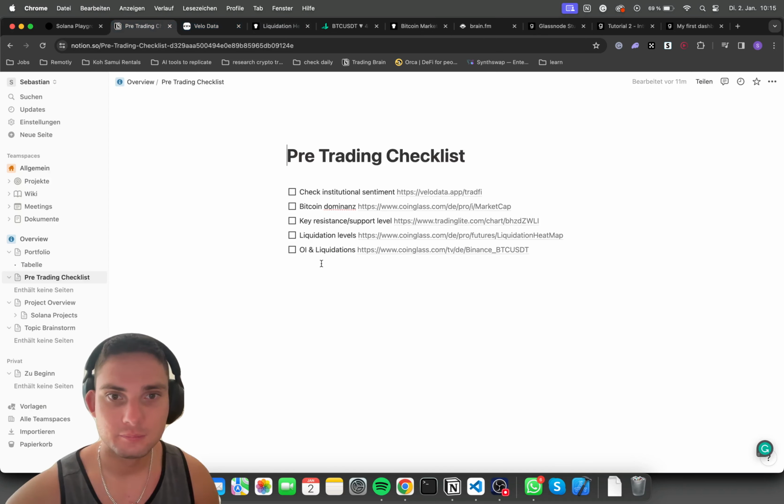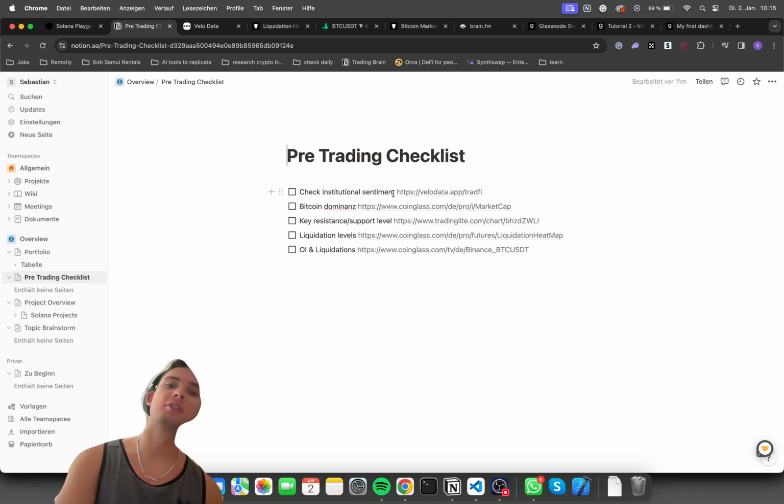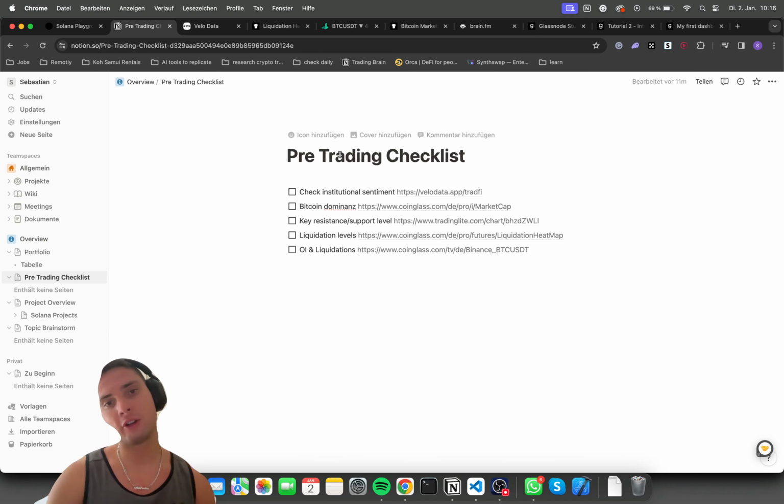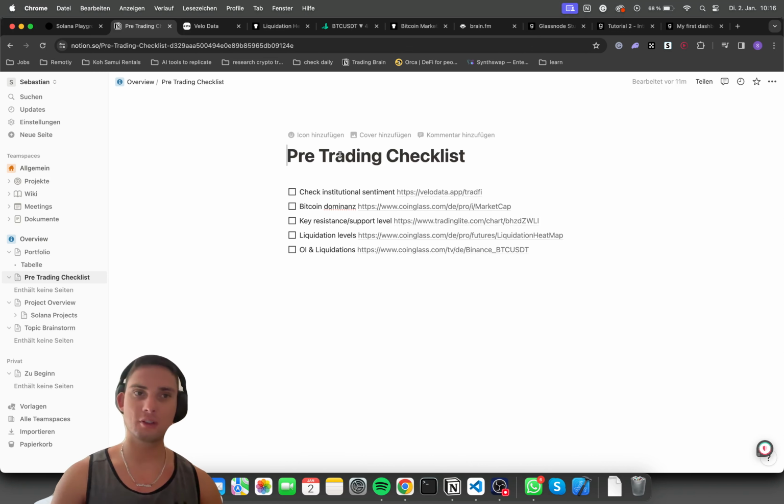Let's see. Key resistance support levels. So we're checking institutional sentiment. This is the pre-trading checklist. I want to do this before every trading session, or every day, and then check my positions accordingly: de-risk, buy again, or sell.